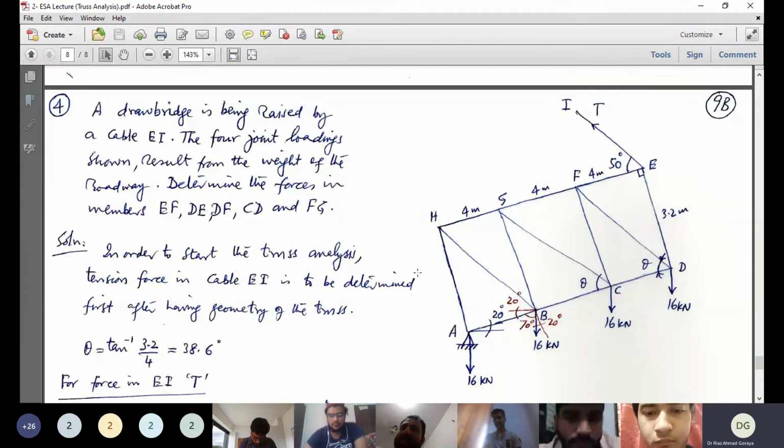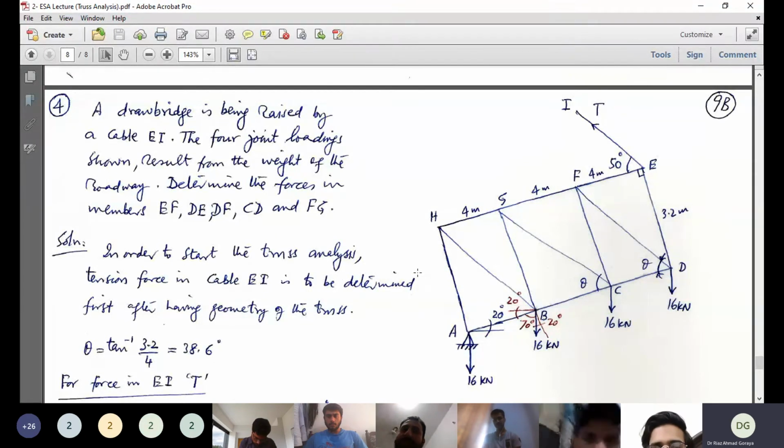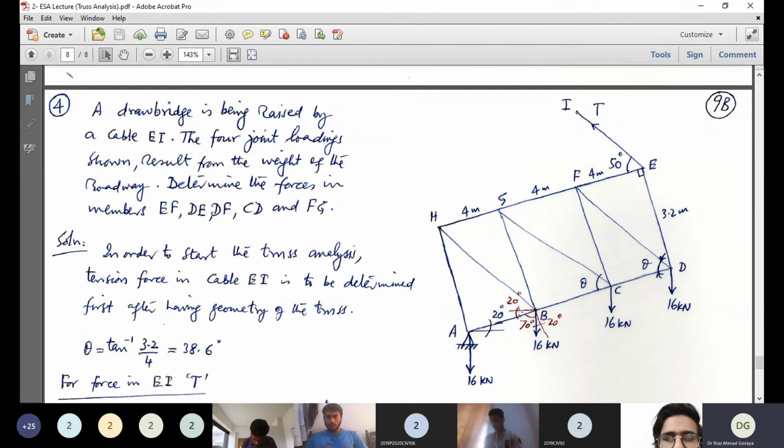So in order to start the truss analysis, tension force in cable EI is to be determined first after having the geometry of the truss. Now this geometry in blue color is given 20 degree. So the geometry shown in red color has to be determined by you. Very simple, if you extend this vertical member straight, it will have the angle of 20 degrees, the same angle.